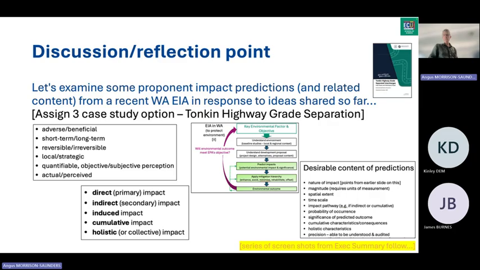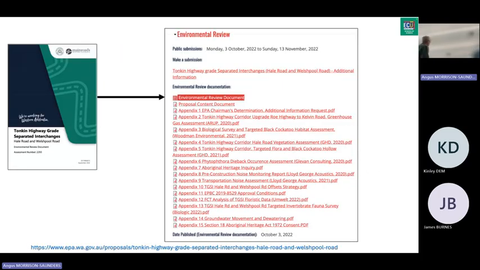So to round this out, let's examine some examples. This is an assignment 3 case study option. It's a highway project. I've been giving you lots of ideas about the boxes on this slide: adverse, beneficial, short-term, long-term, and so on, direct, indirect, induced, the idea that you do prediction, evaluation, mitigation, and the desirable content of predictions. So I'm going to share a series of screenshots from a recent EIA in Western Australia, and we'll have a think about these things to round us out.